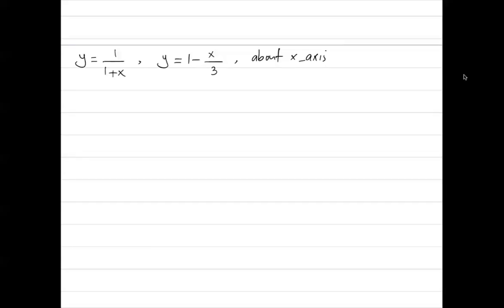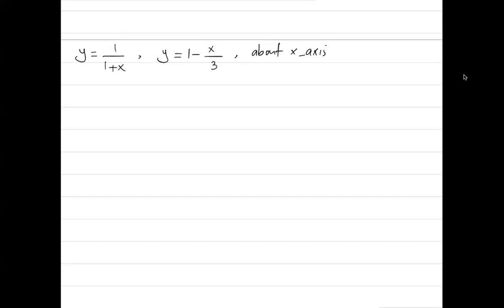In this question, we have y equals 1 over 1 plus x, and y equals (1 minus x) divided by 3. Here you're rotating this region about the x-axis. You're interested in finding the volume of rotation using either the washer method or the shell method.